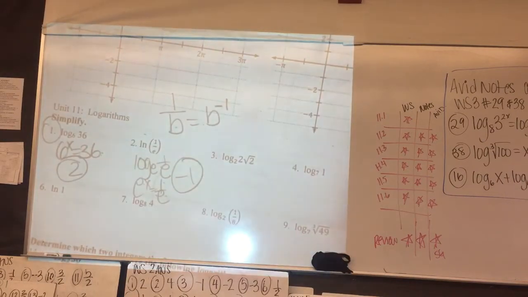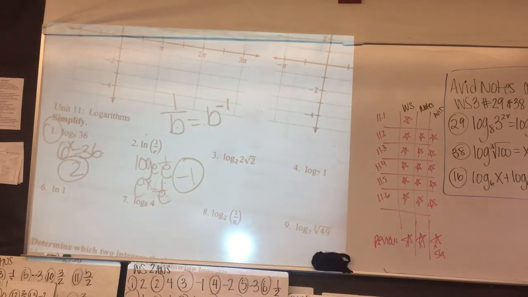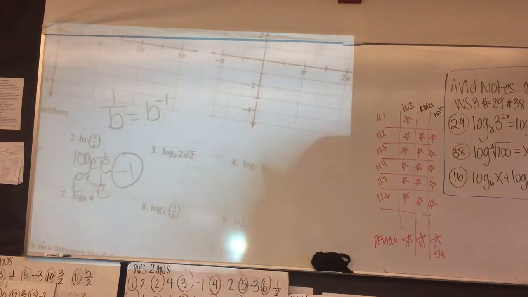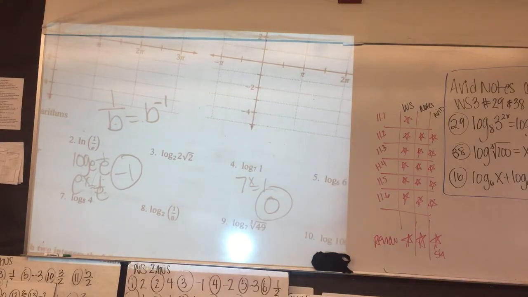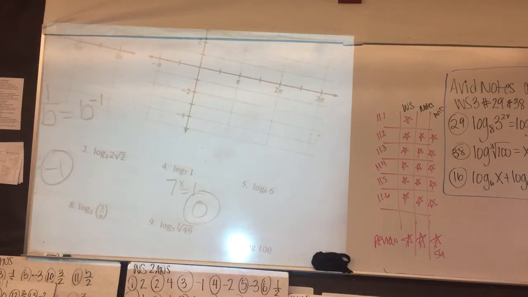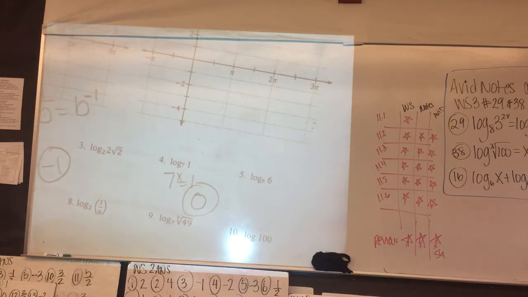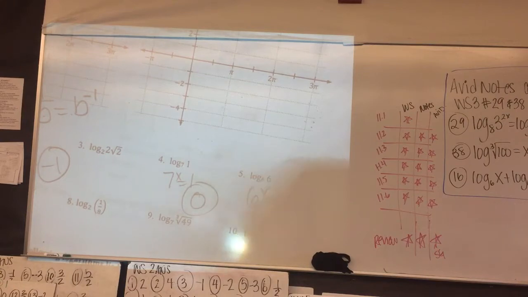Let's see, number 4. Is it number 4 next? Number 4. This means 7 to what power is 1? That's 0. Anything to the 0 power is 1. Number 5. 6 to what power is 6? Well, 6 to the 1 power is 6, so it's just 1.